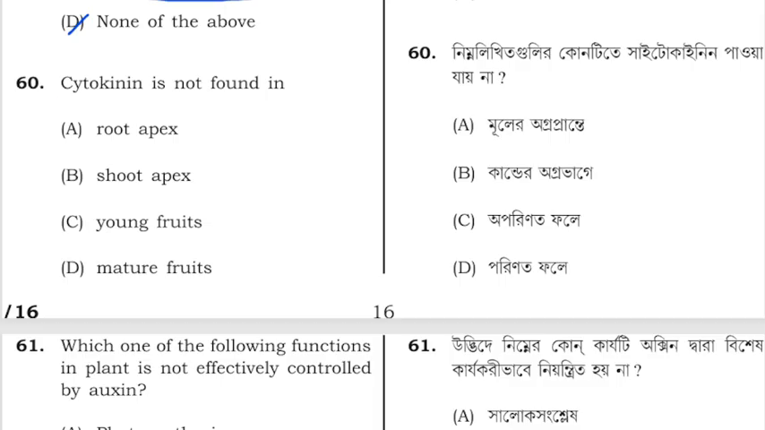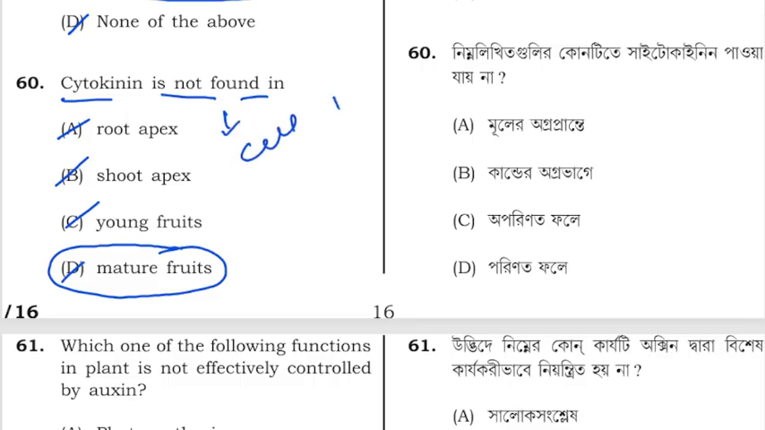Next is, cytokinin is not found in root apex, shoot apex, young fruit, or mature fruit. The cytokinin is not found in mature fruits because the major function of cytokinin is cell division. So root apex is the region where cell division is taking place. Similarly, shoot apex and young fruits, where extensive cell division is taking place, whereas mature fruit usually do not require any sort of cell division, so it will lack cytokinin, or it may contain a very minute amount.